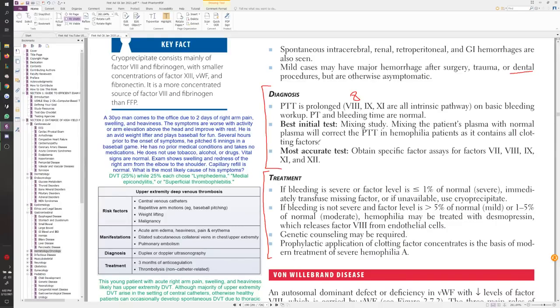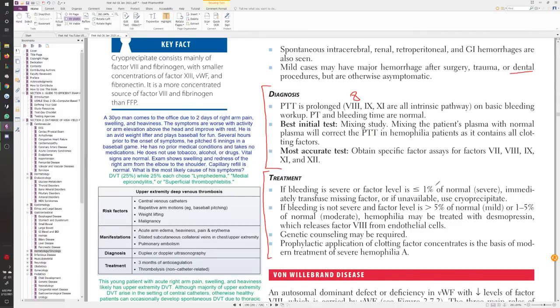The most accurate test to do is to obtain specific factor assays for factors 7, 8, 9, 11, and 12, not 10, just to check where the problem is. But you're really just picking things that are part of mainly the PTT pathway, the intrinsic pathway. Because remember, extrinsic was really easy. It was just factor 7. There's nothing else there.